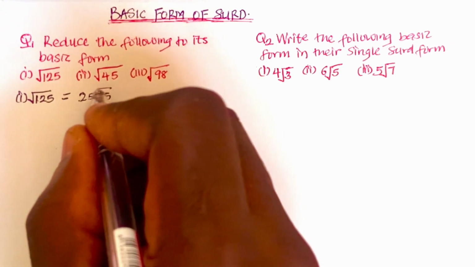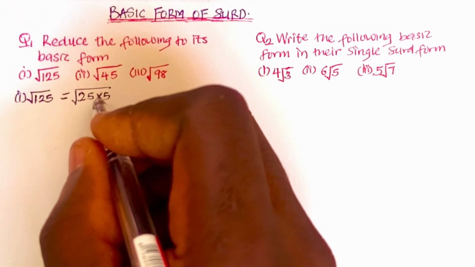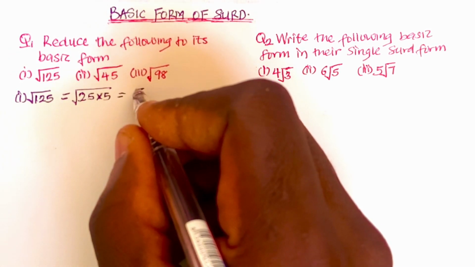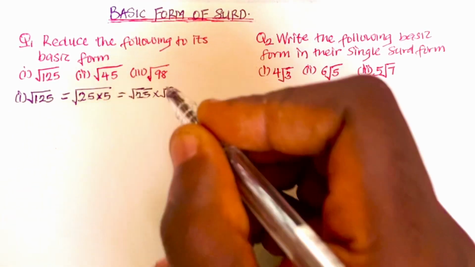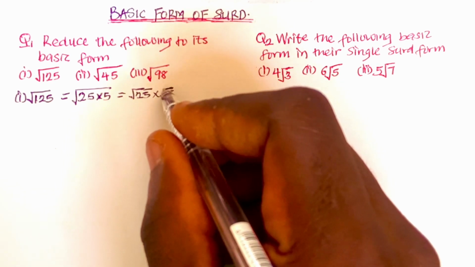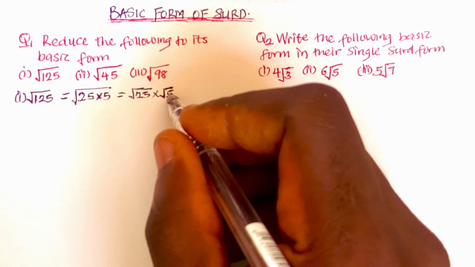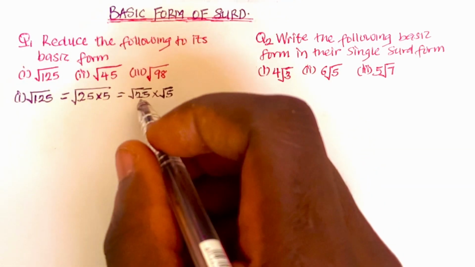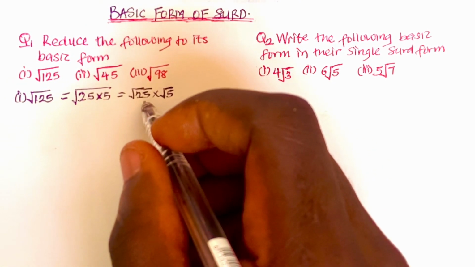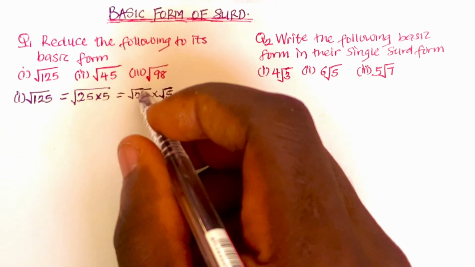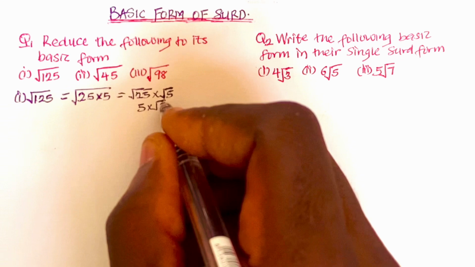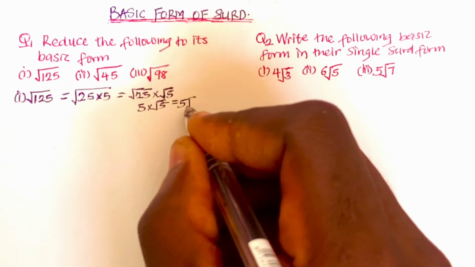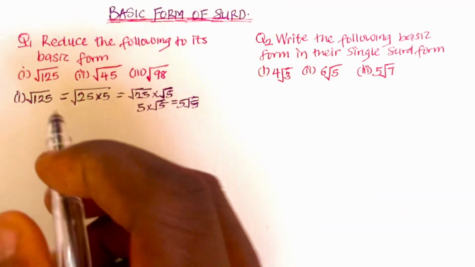Then I can simply put root on it. After that I can separate this into root of 25 multiplied by root of 5. Now root of 5 cannot be determined, but root of 25 can be determined, because 25 came from 5 multiplied by 5. So I'm just going to put this as 5 multiplied by root of 5. So this is simply 5 root 5. This is the basic form of this expression.